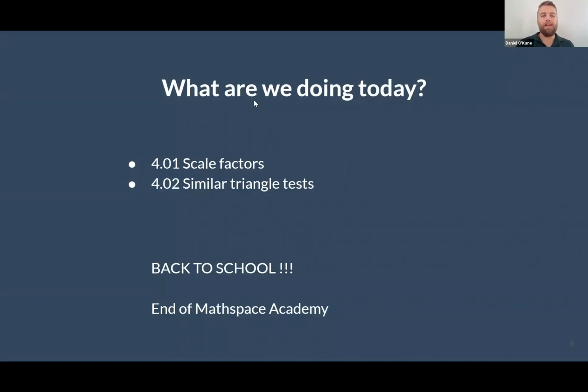So what are we doing today? It is scale factors and similar triangle tests from chapter 4 of the Mathspace textbook.